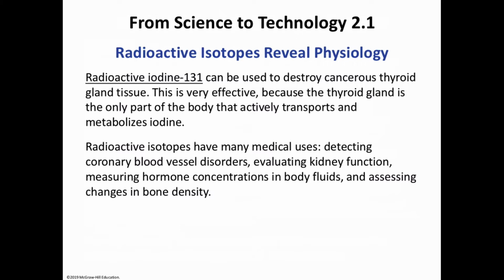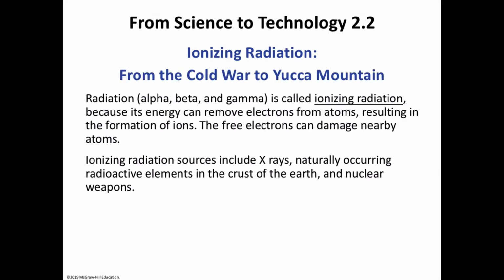You could use radioactive iodine to destroy cancerous thyroid tissues. In the very same way, isotopes can also be used to detect coronary blood vessel disorders. Radioactive isotopes can also be used to evaluate kidney function and even to assess changes in bone density. Even before now, you also likely learned in your first biology course how radioactive isotopes were used to trace in an experiment. I'm referring to Hershey and Chase's seminal experiment with DNA.